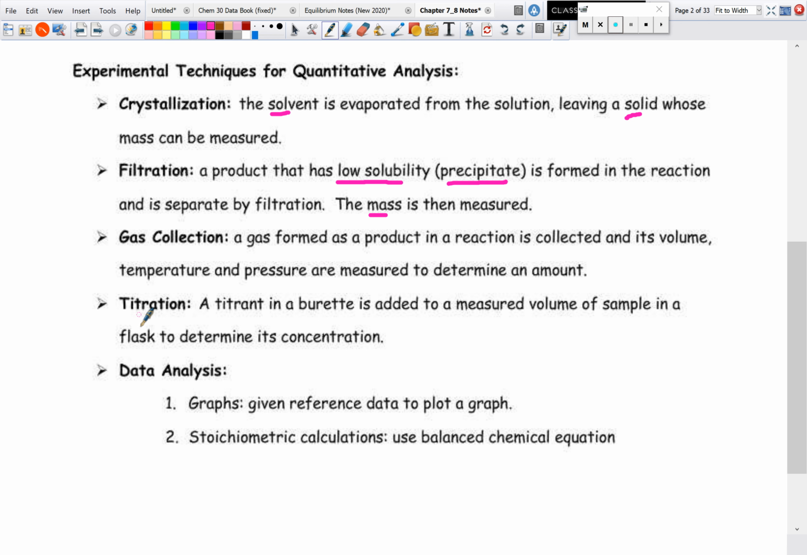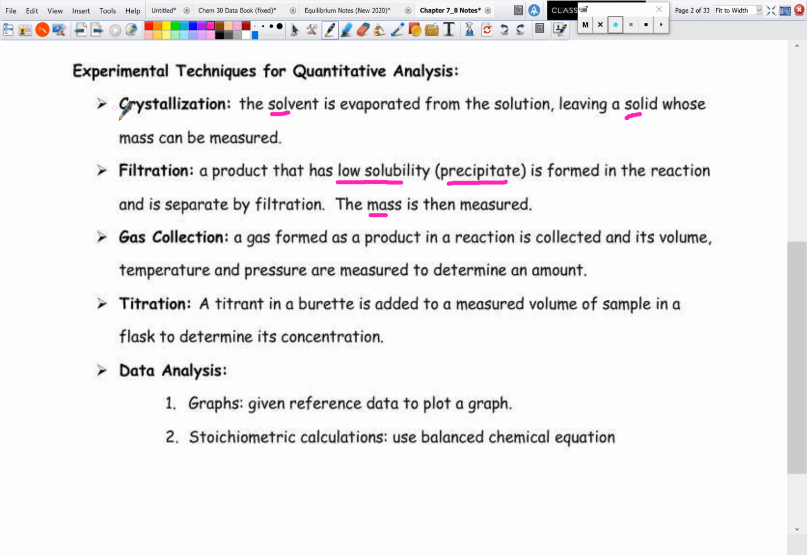And then, finally, titration. Titration is our entire last chapter, chapter 8. This is just a titrant in a burette. These words will make more sense when we get into what a burette and a titrant are. Anyway, we add a solution with a known concentration into a measured volume of sample to determine its concentration.